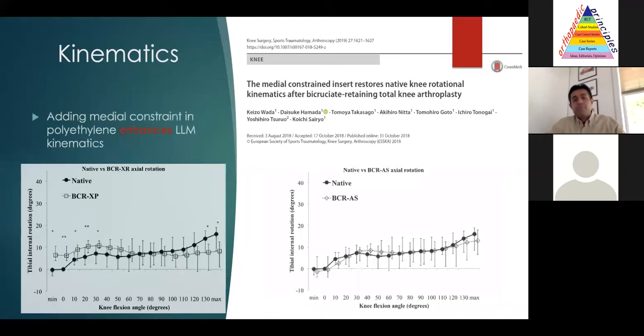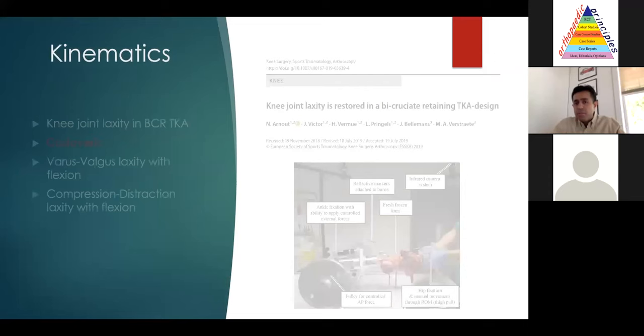Now, taking it further, this Japanese group said, what if we add a little bit of medial constraint to that polyethylene? So we take a bicruciate retaining design and we make a hybrid between a bicruciate retaining and a medial pivot design. Well, in that, what they found is that enhancing or adding that extra bit of medial constraint seems to enhance the LLM, so early lateral, late medial kinematics. And that seems to be a very favorable flexion principle. What about laxity?